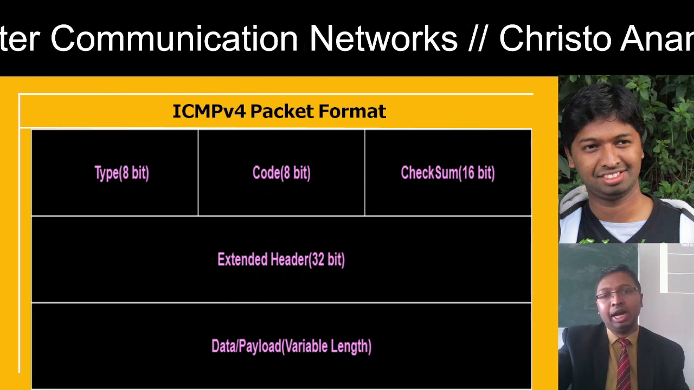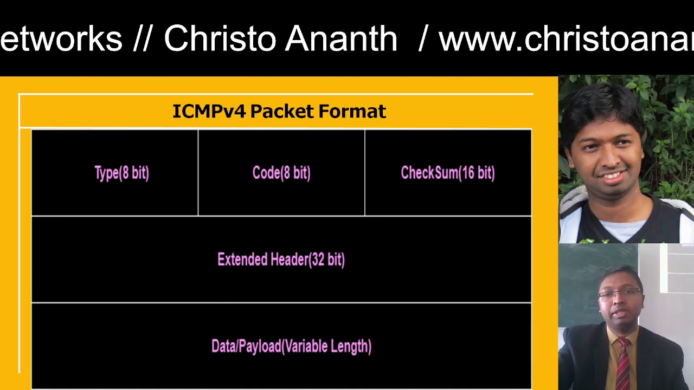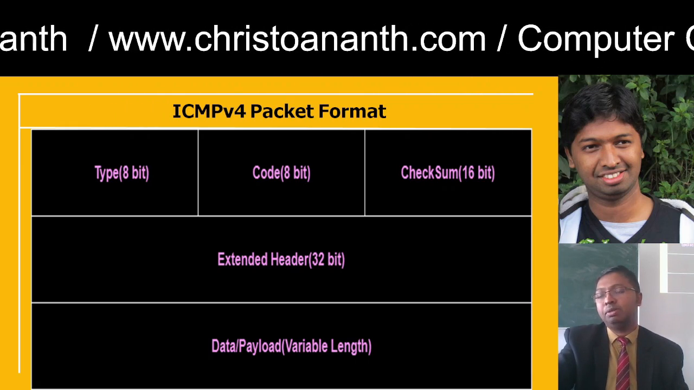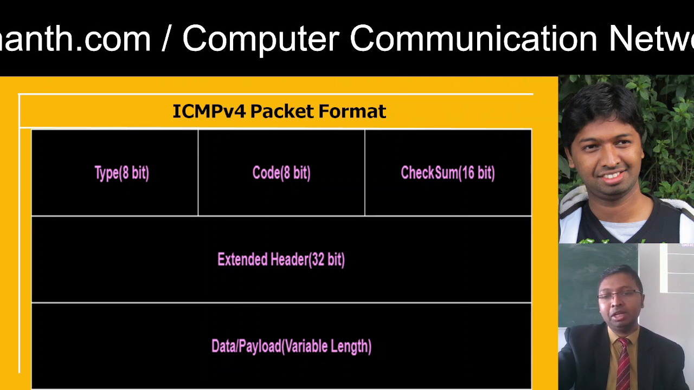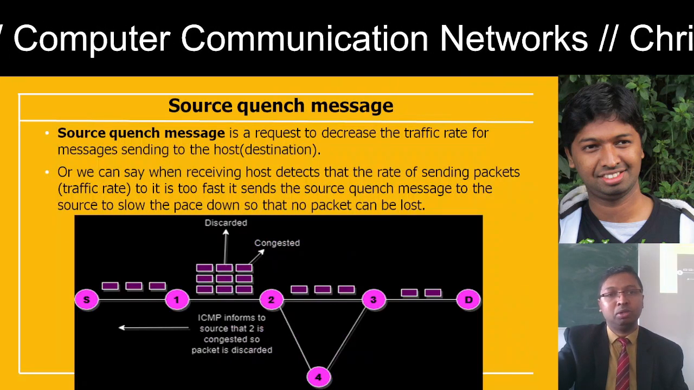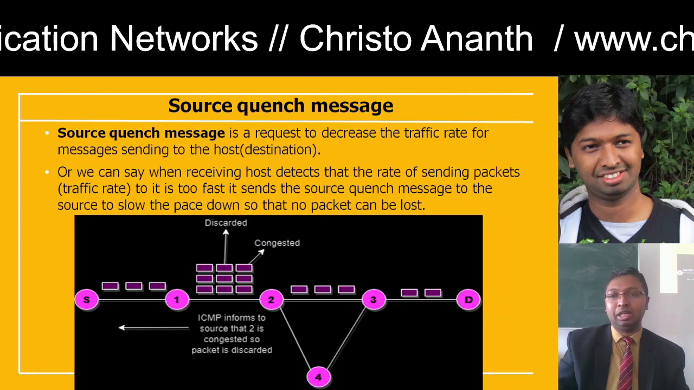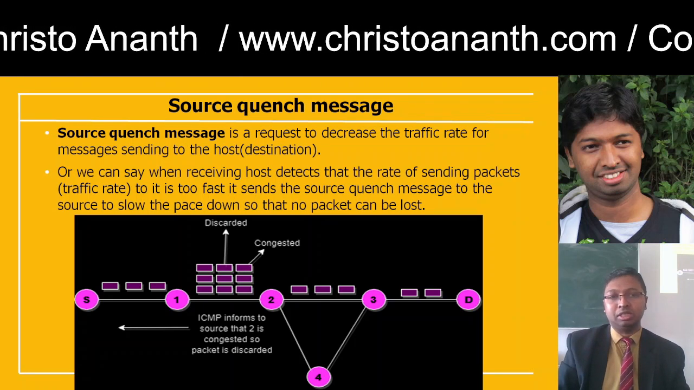Right. So this is the ICMP, Internet Control Message Protocol version 4 packet format. We have the type, code, checksum. Type is 8-bit, code is 8-bit, checksum is 16-bit, extended header is 32-bit, and then payload of variable length. We'll see one by one. We'll also have a source quench message, which is a request to decrease the traffic rate for the messages sent to the destination.